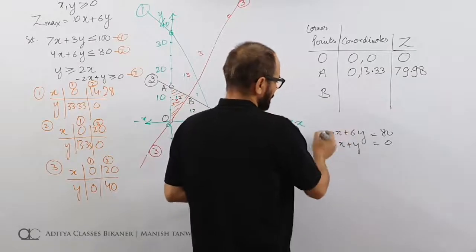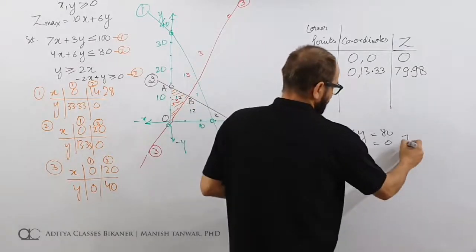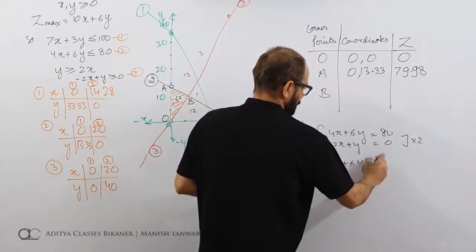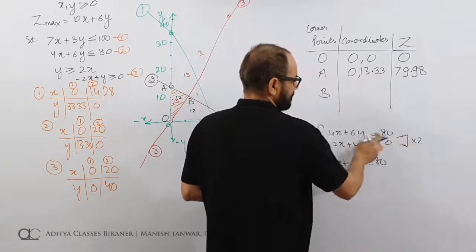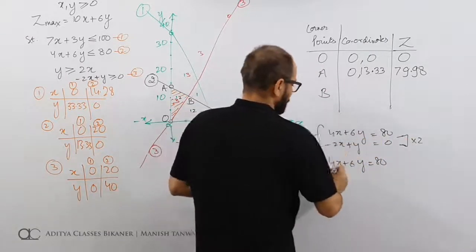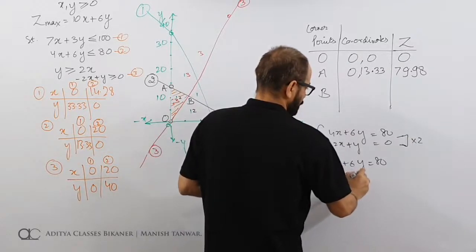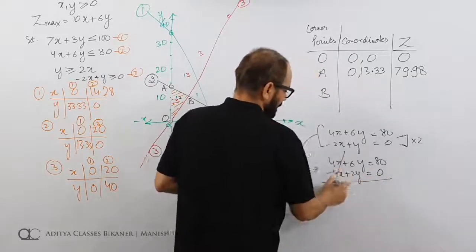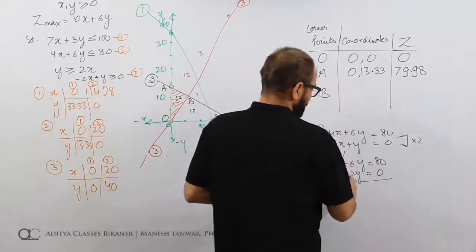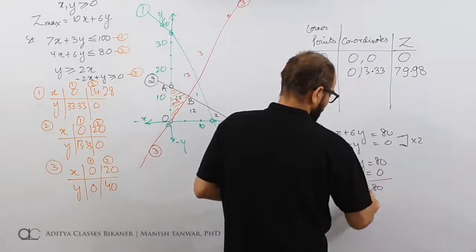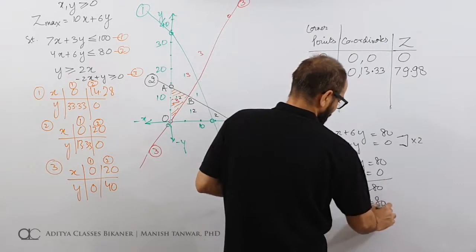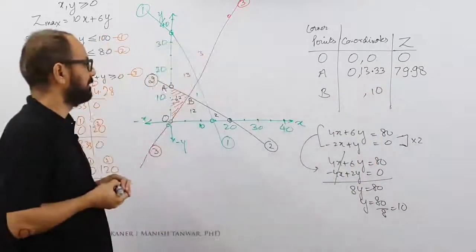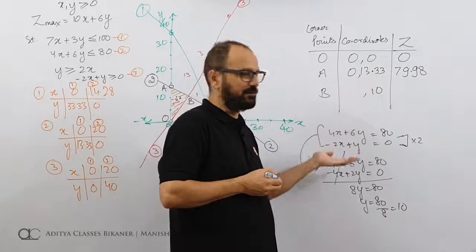Now, if we look at these constraints very carefully, what you can do is simply multiply the third one by 2. We are not touching the first constraint, 4x plus 6y is equal to 80, but we'll multiply this with 2, making it minus 4x plus 2y is equal to 0. And now if I add them, x will cancel out, leaving me with 6 plus 2, 8y is equal to 80, making y equal to 80 by 8, or 10. So, I get y as 10.